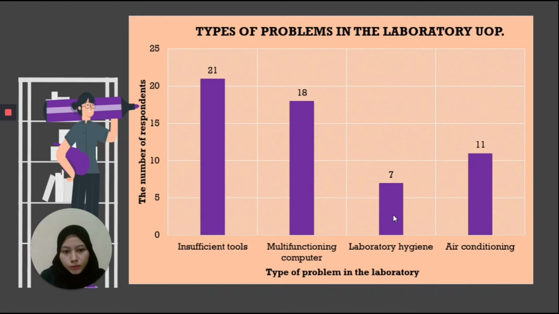Next, the problem of air conditioning recorded the highest of respondents with 11 in 2020. However, laboratory hygiene was just scored as much by 7 respondents in 2020, and it was least of problem in laboratory.